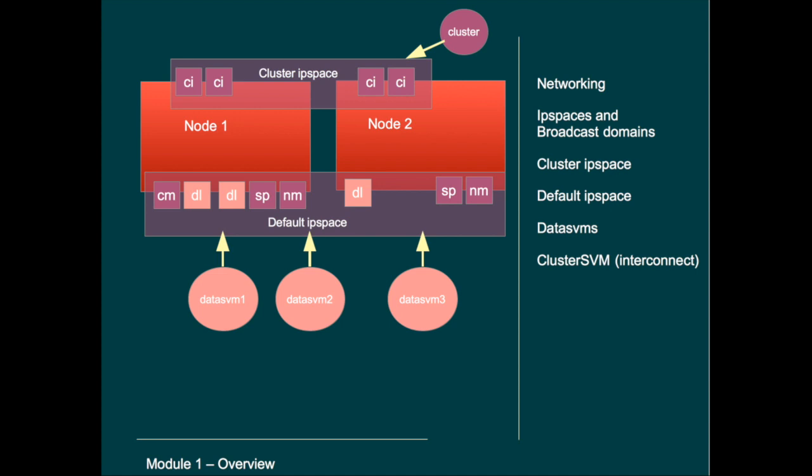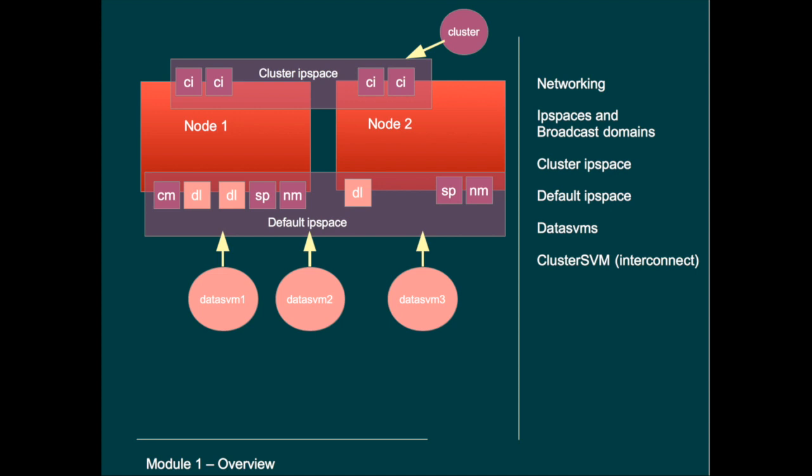A very important thing to realize is that an SVM is always connected to an IP space. And this is done at creation time. So when you create a storage virtual machine, you can select the IP space to which you want to connect the SVM. And you cannot change that later on. So if you connect an SVM to an IP space that it should not have been connected to, then you will have to delete the storage virtual machine and recreate it.